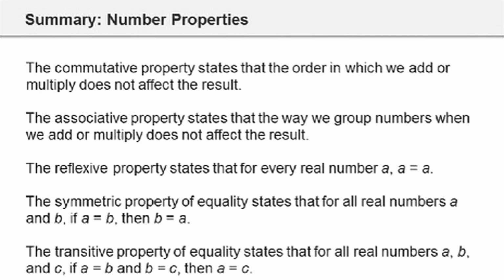So, what have we covered? The commutative property states that the order in which we add or multiply does not affect the result. The associative property states that the way we group numbers when we add or multiply does not affect the result either. The reflexive property states that any real number a equals itself. That means a equals a. The symmetric property states that for all real numbers a and b, if a equals b, then b equals a. And the transitive property says that for all real numbers a, b, and c, if a equals b and b equals c, then a equals c.